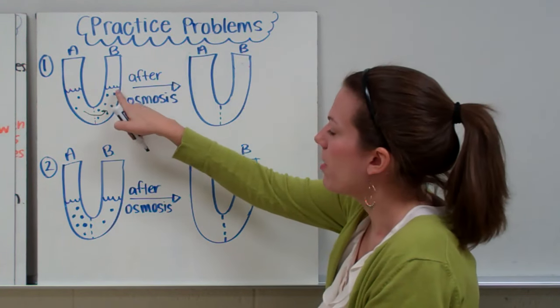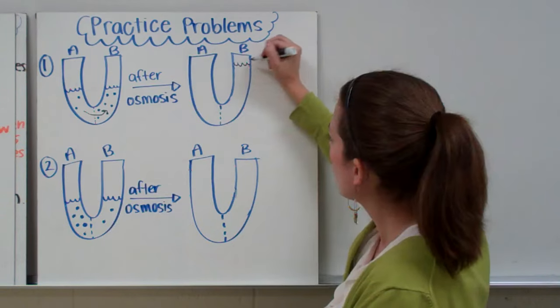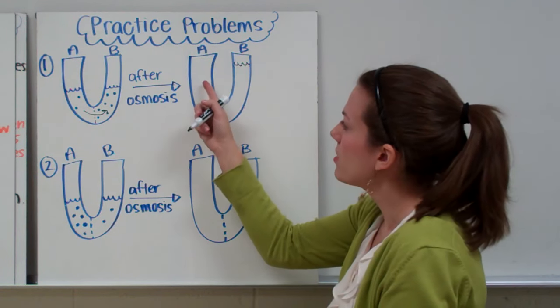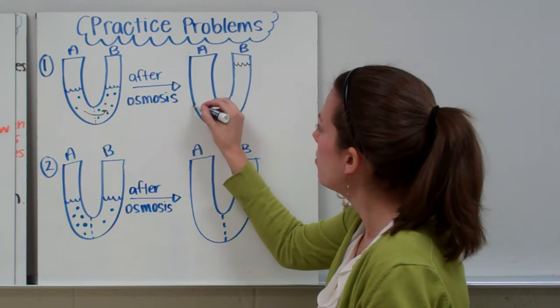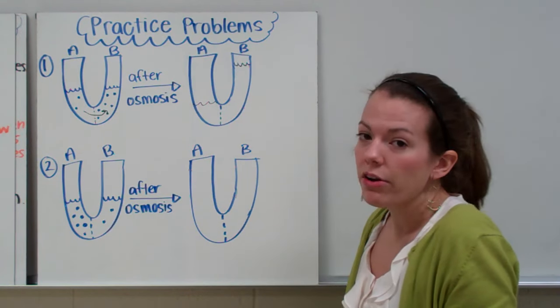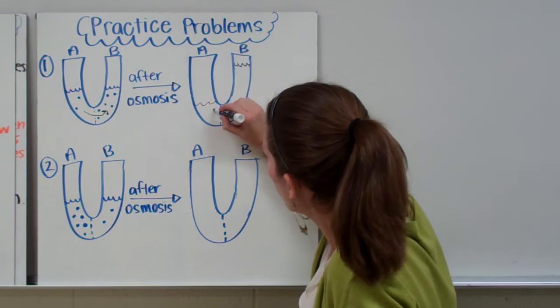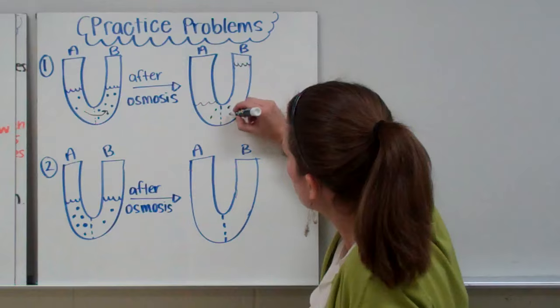As a result, the water level on side B will rise because it's gaining water, and the water level on side A will drop because it's losing water. Now we're only moving water in osmosis, not particles, so the amount of particles on both sides will be the same as before.